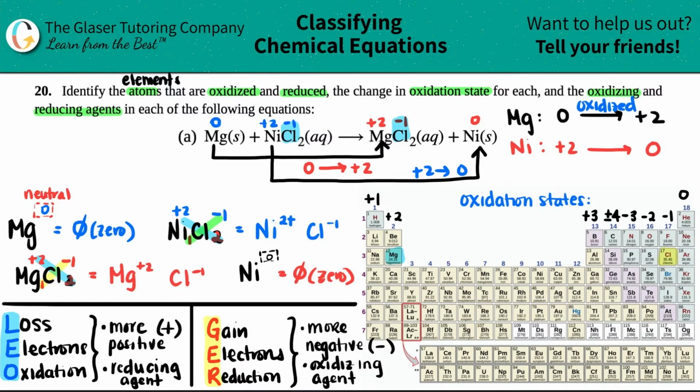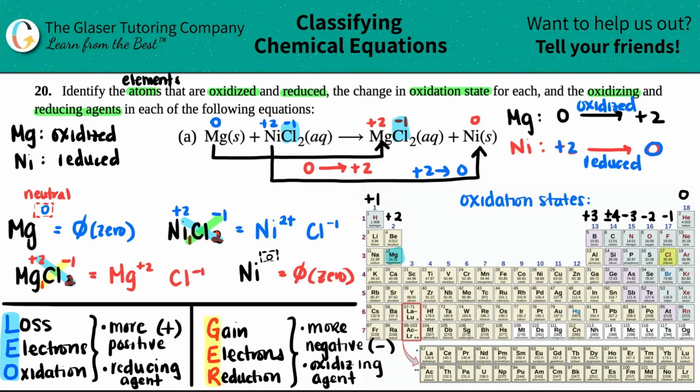Which, in return, which one was being reduced? Nickel, right? The one that's undergoing reduction is the one that goes to the left of a number line. It's the one that gets more negative. And you started at a +2, and you went all the way to a 0. So this has to be reduced. So that answers the first question. Magnesium is the one being oxidized. That's the atom. And then nickel is the one that's being reduced. Okay.